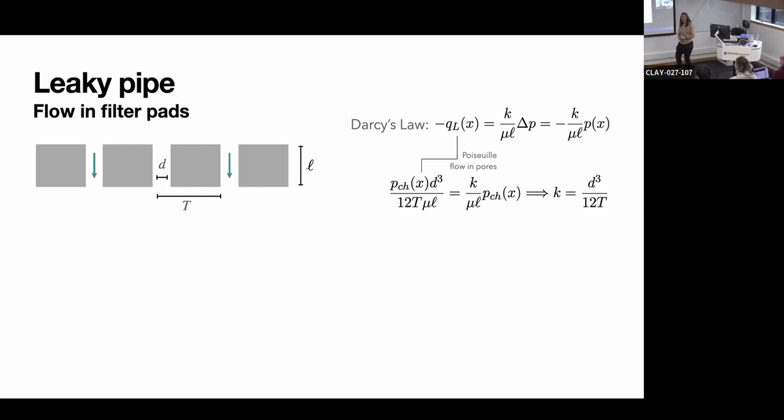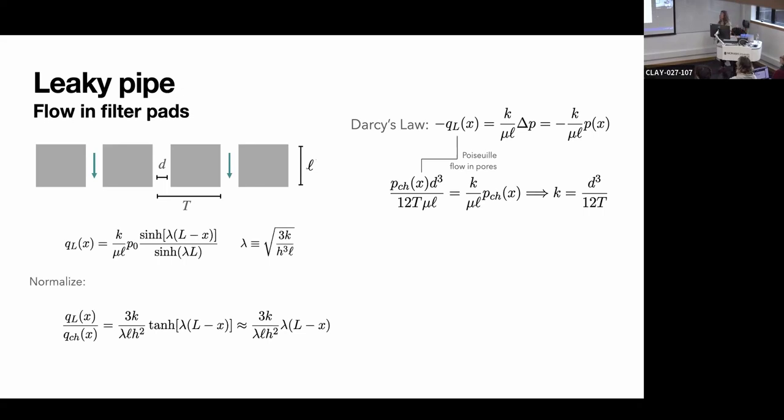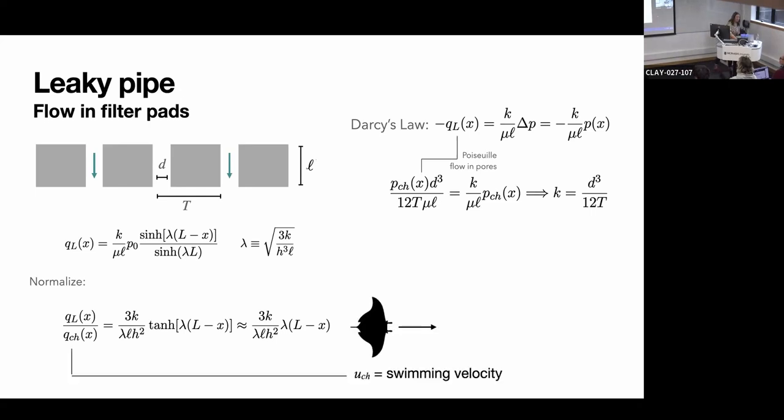Okay, so now I have a prediction. I'm just going to plug this K, which I just derived on the previous slide, into that. I'm going to normalize by my flow down the channel and do some algebra. So this is just algebra. And I'm going to remind you that Q channel is basically the swimming velocity of the ray. And I come out with this.